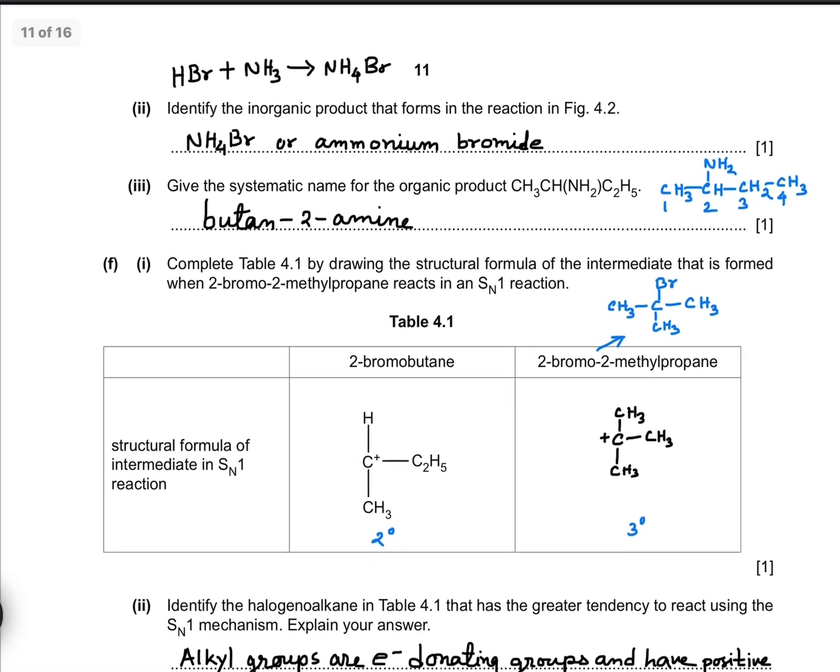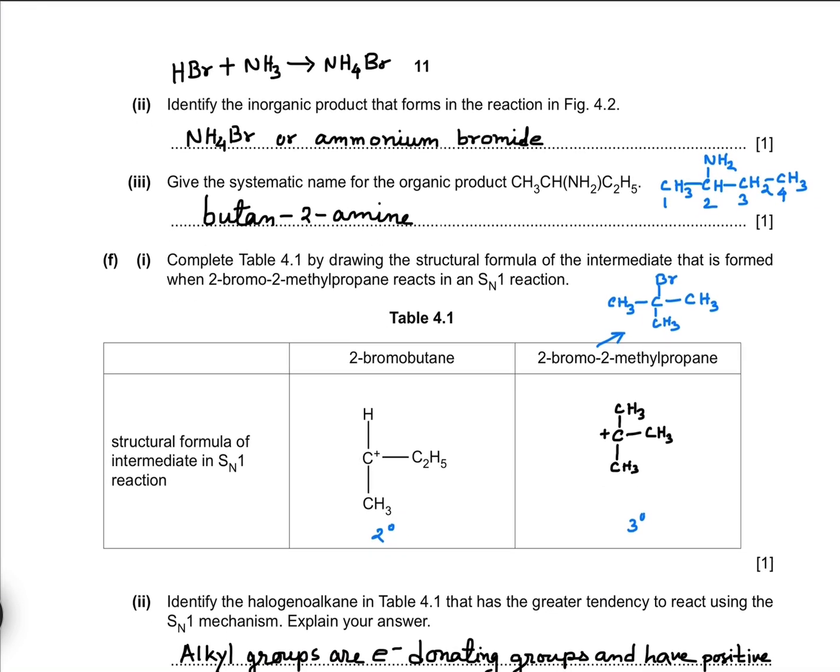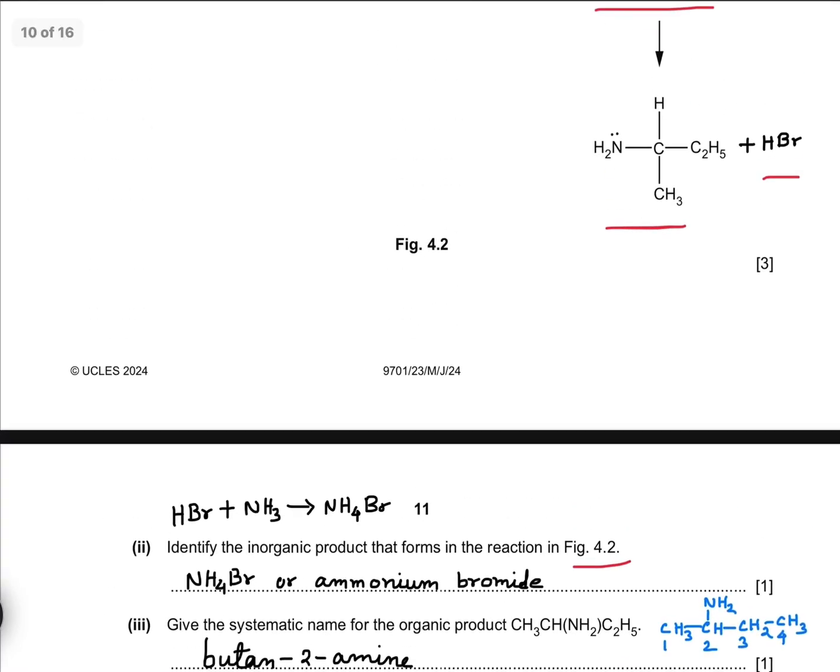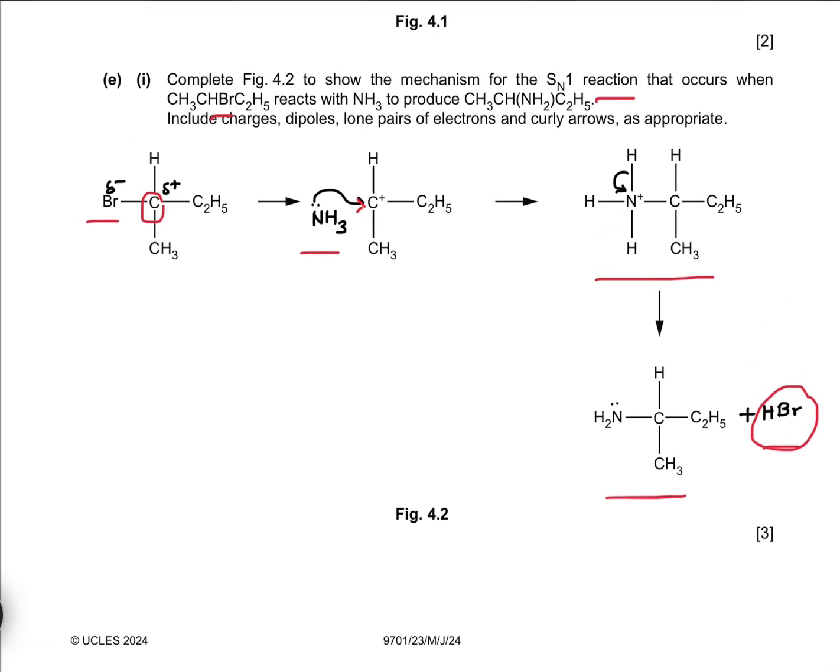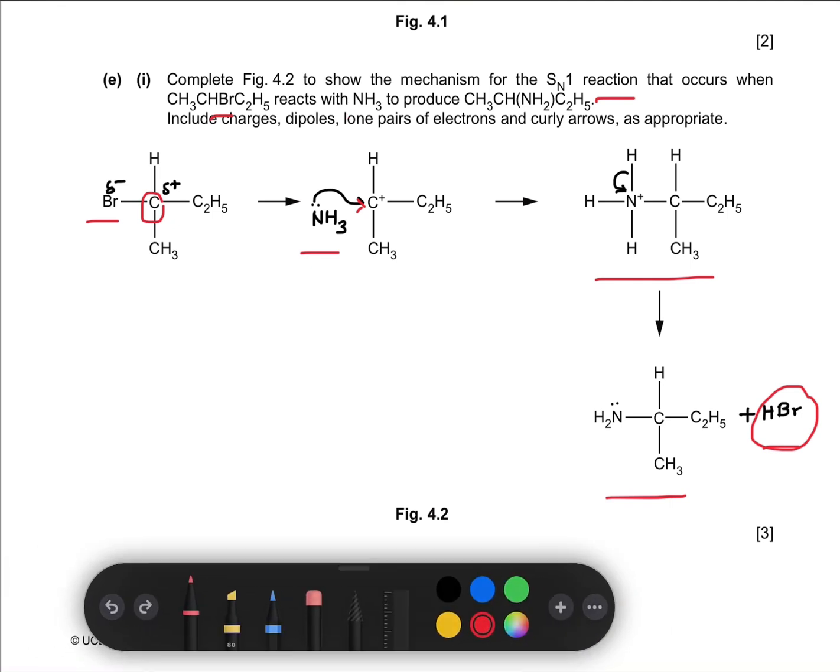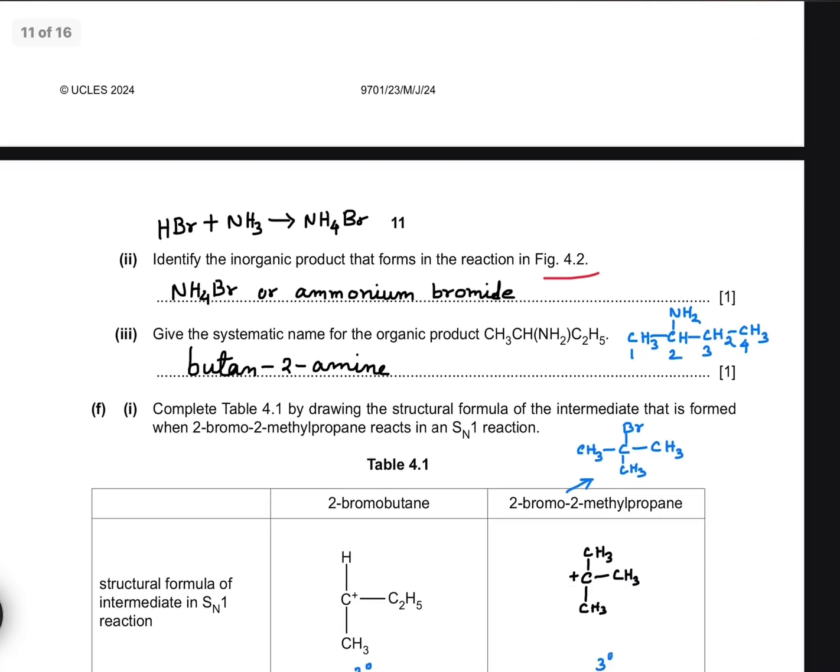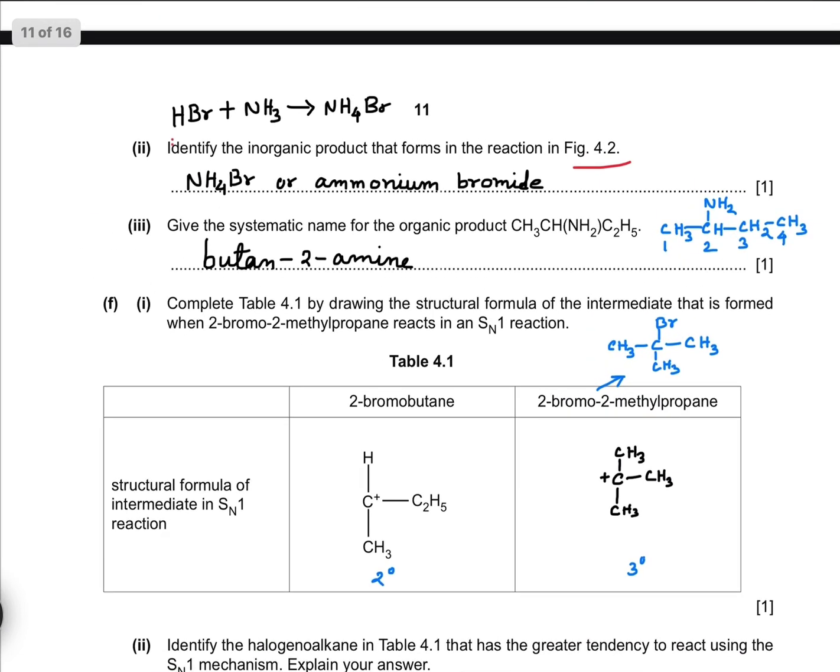Part 2. Identify the inorganic product that forms in the reaction in figure 4.2. So here we can see we have got an inorganic product, hydrogen bromide. This hydrogen bromide will react with the ammonia present in the mixture and will give ammonium bromide. So the reaction will be HBr plus ammonia gives ammonium bromide.